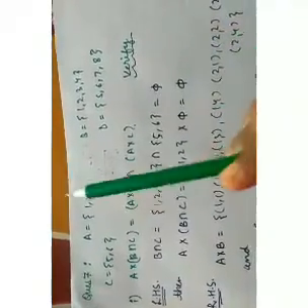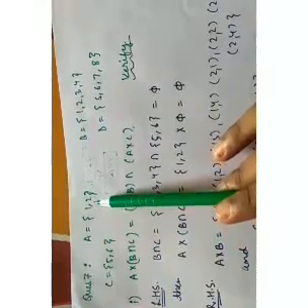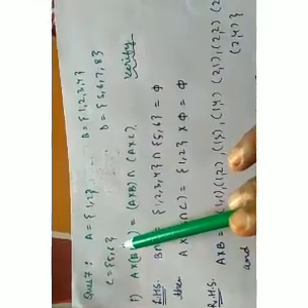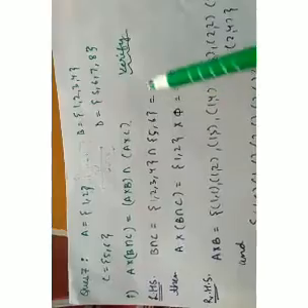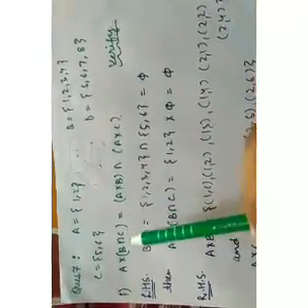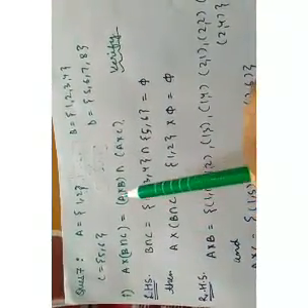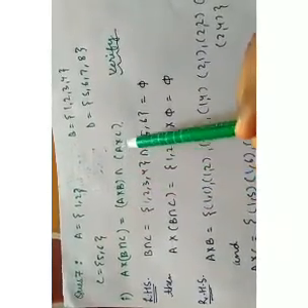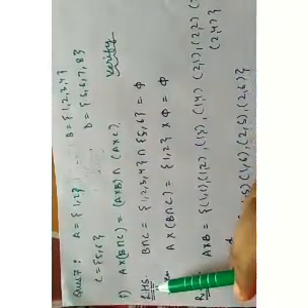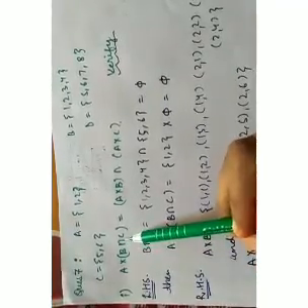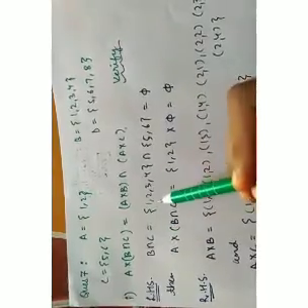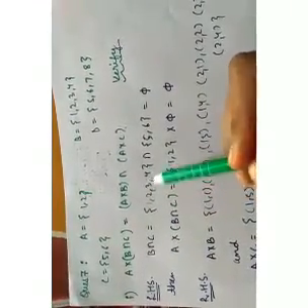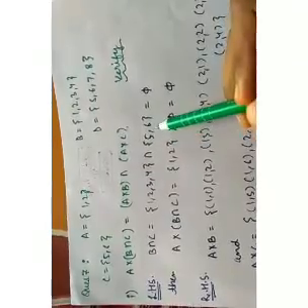Question number 7: you have been given the set A with elements 1, 2, B with elements 1, 2, 3, 4, C with elements 5, 6, and D with elements 5, 6, 7, 8. First part is that you have to verify that A cross (B intersection C) is equal to (A cross B) intersection (A cross C). Taking the LHS, first we will find B intersection C, that is the common elements between B and C. So set B has elements 1, 2, 3, 4 and set C has elements 5, 6.